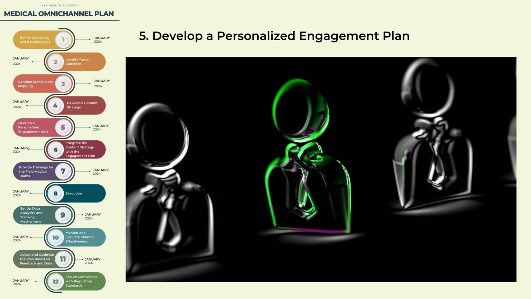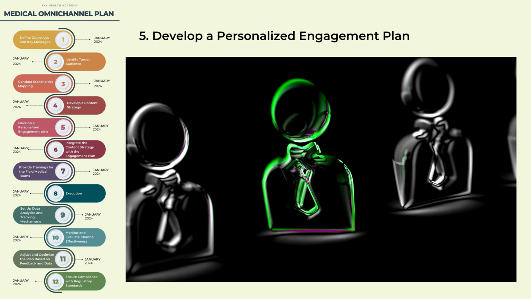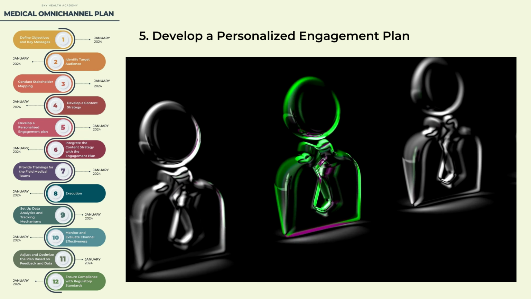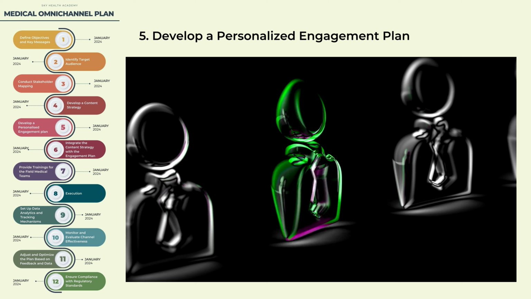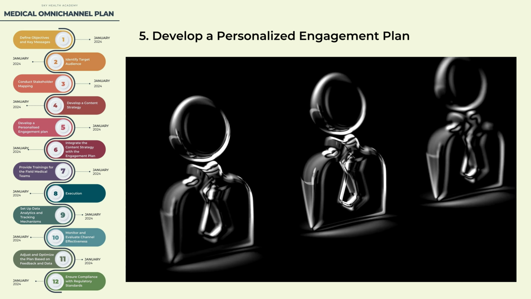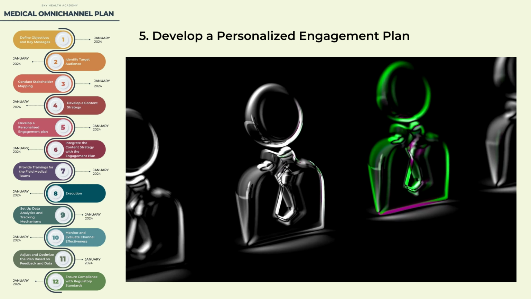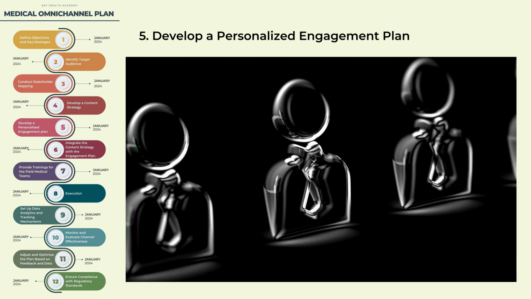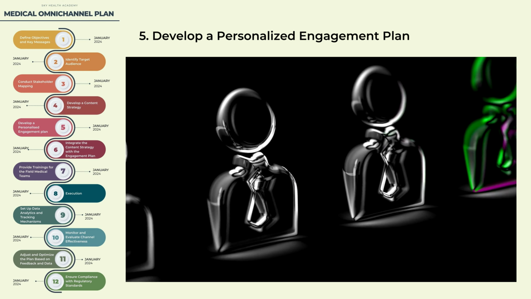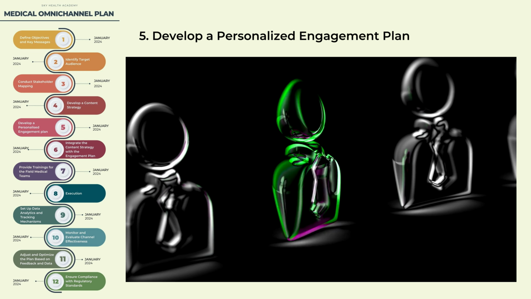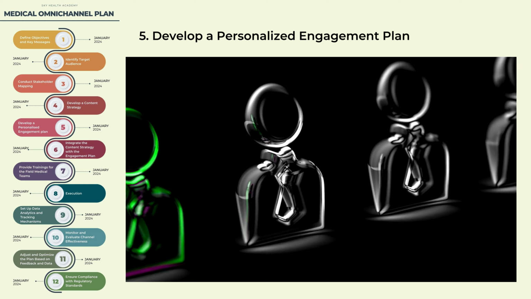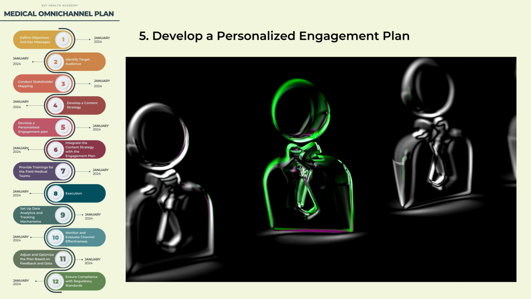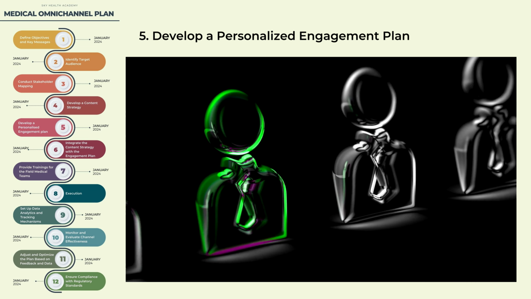Step number 5 is to develop a personalized engagement plan. And because we are talking about an omnichannel plan, we mentioned the word personalized. It's not any engagement plan, but it must be a plan according to the preferences and needs of each customer. So personalization here means using our database and our own insights to personalize the communication, making it relevant to each healthcare professional's interests and needs.